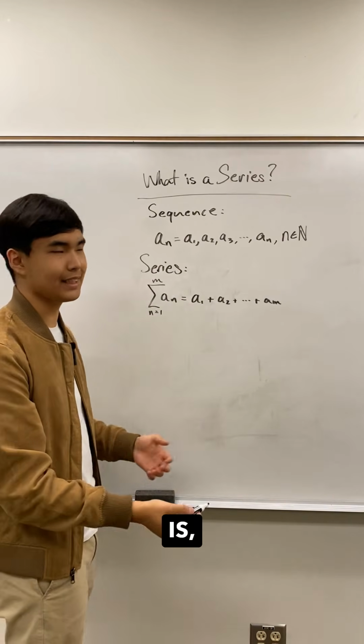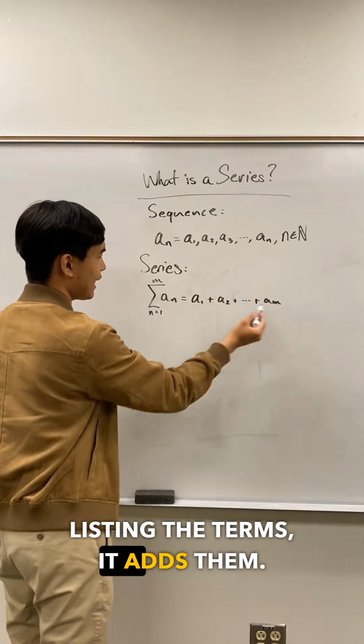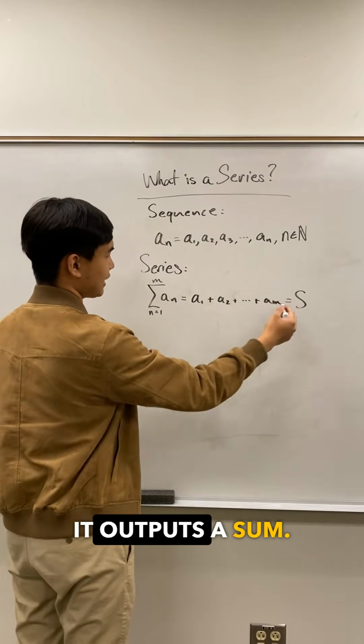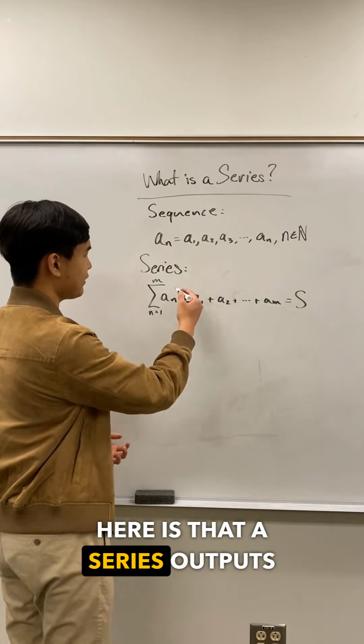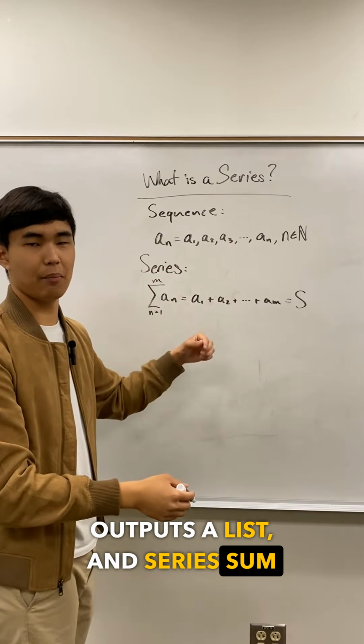Now what a series is that it takes the same sequence and instead of listing the terms, it adds them. Through this process, it outputs a sum. The difference here is that a series outputs a value, whereas a sequence outputs a list, and series sum sequences.